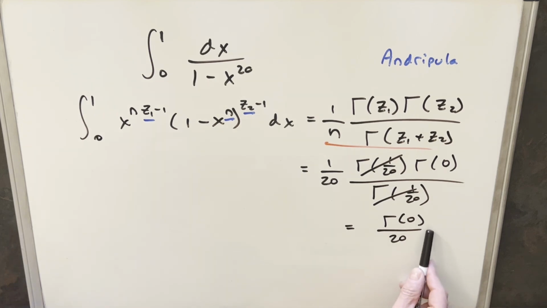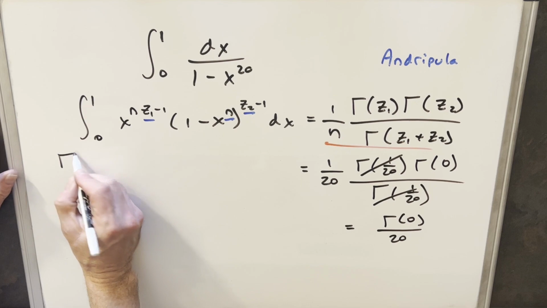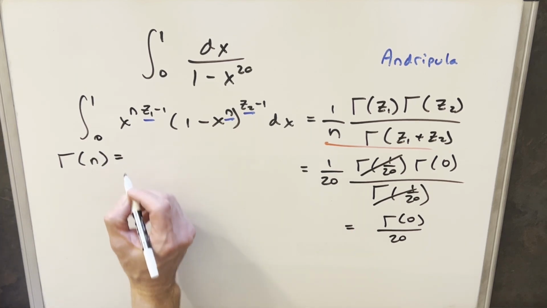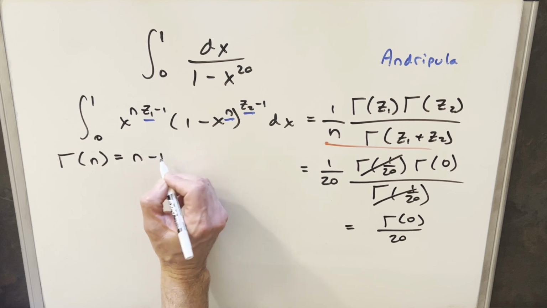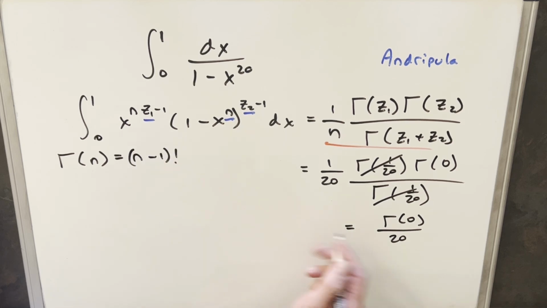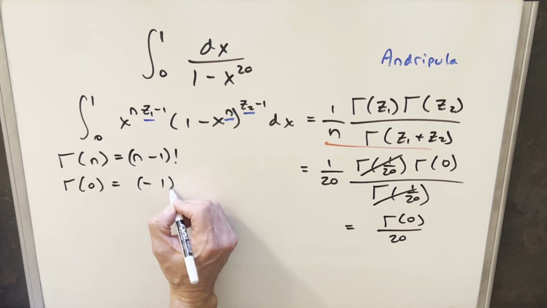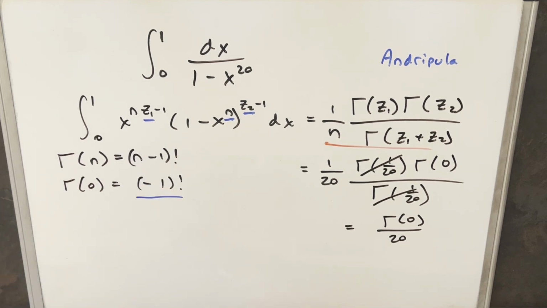Now, we want to get this in terms of a numeric solution. We've got this gamma of 0 to deal with. What I want to do is we have this formula that we can say gamma of n. We can write this in terms of factorial. So this is going to be the same thing as n minus 1 factorial. So if we're looking at gamma of 0, that's going to be the same thing as minus 1 factorial. But what's minus 1 factorial going to be? I don't really know what to do with that.